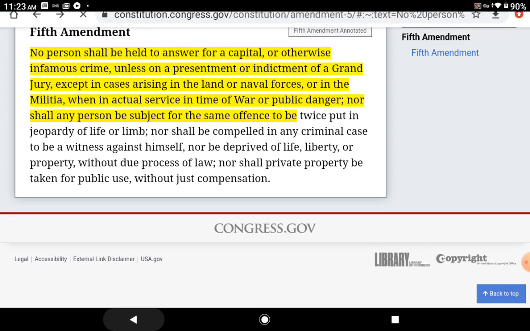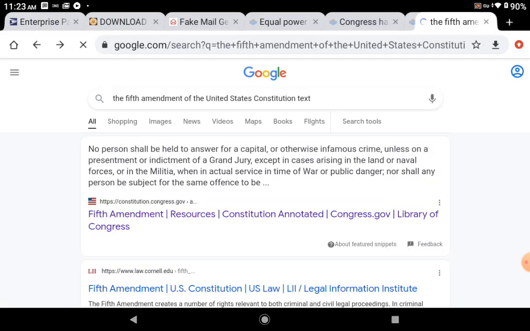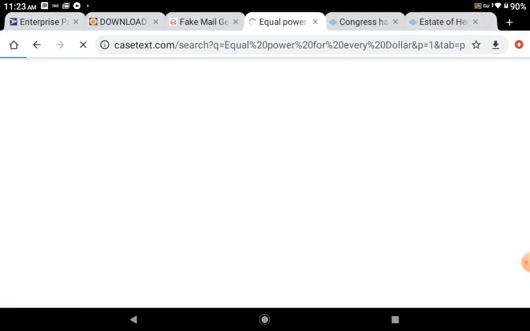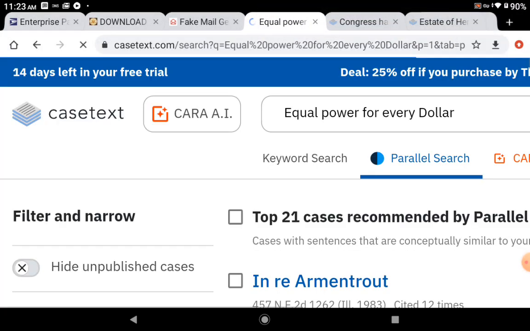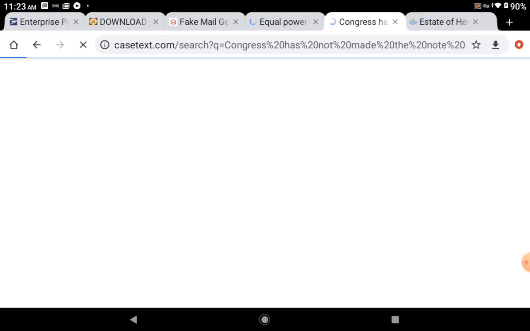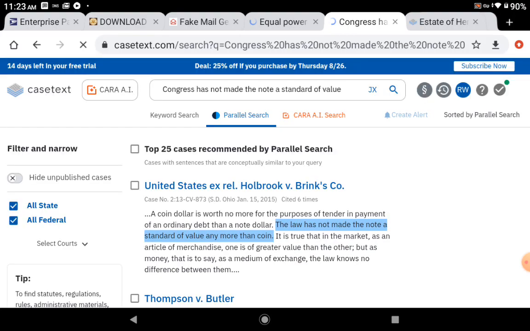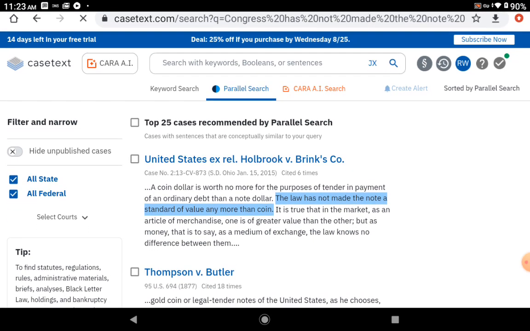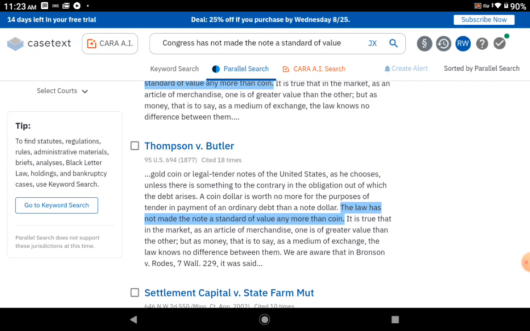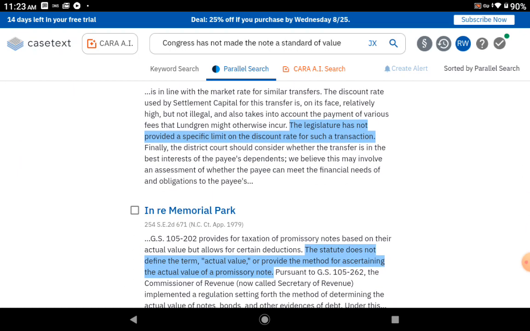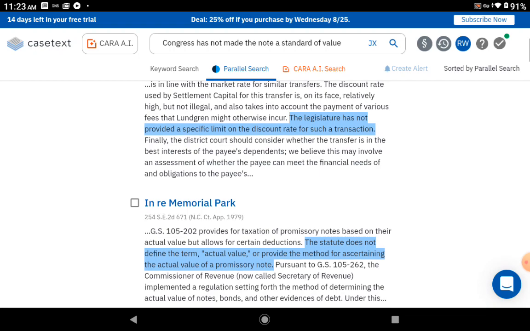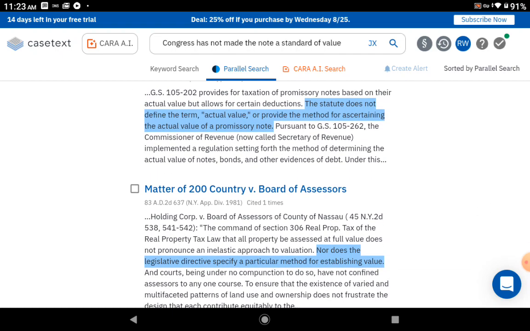Now, ladies and gentlemen, we showed you this, but I got something else I need to show you. I think it's going to be equal power, or is it going to be this one? I think it's going to be this one. I think not equal power for every dollar, because we're going to talk about that in a different video. But for right now, we're going to talk about this. This talks about the law has not made the notice standard value greater than the coin. Now, the reason why I'm showing you this, the legislature have not provided specific limits on the discount rate for such transactions. Don't care about that one. The statute does not define the term actual value. Now, why is that? Because Congress gets to determine the value of currency.